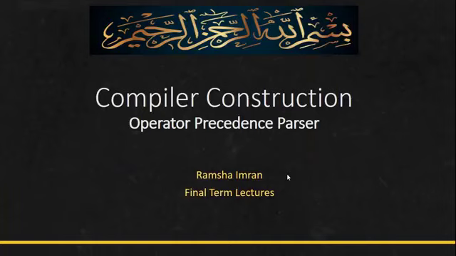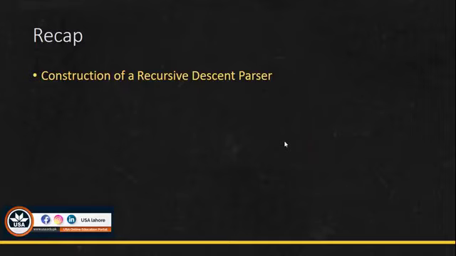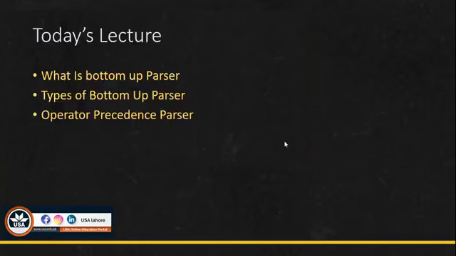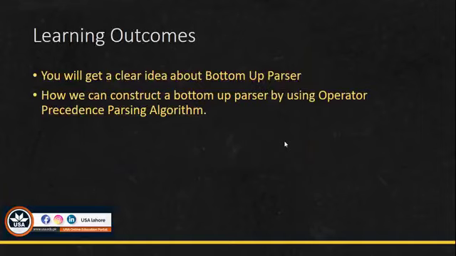Today's topic is operator precedence parser. In the previous lecture, we talked about the construction of a recursive descent parser. In today's lecture, we will discuss what a bottom-up parser is, what the types of bottom-up parser are, and how we can generate an operator precedence parser. After this lecture, we will have a clear idea about bottom-up parsers and how to construct one by using the operator precedence parsing algorithm.